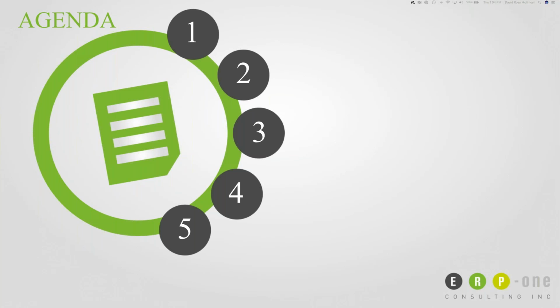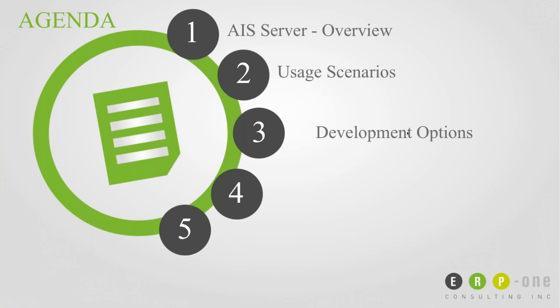So today we're going to talk about these key topics. First off, what is an AIS server? We're going to do an overview of how it works and how it allows external devices to talk to E1 logic and data. We're going to talk about usage scenarios. What are the different ways to communicate to that AIS server and make use of it? Next, we're going to talk about development options and frameworks, the different ways we can write code to work with this server and design applications, and what are the benefits and advantages.